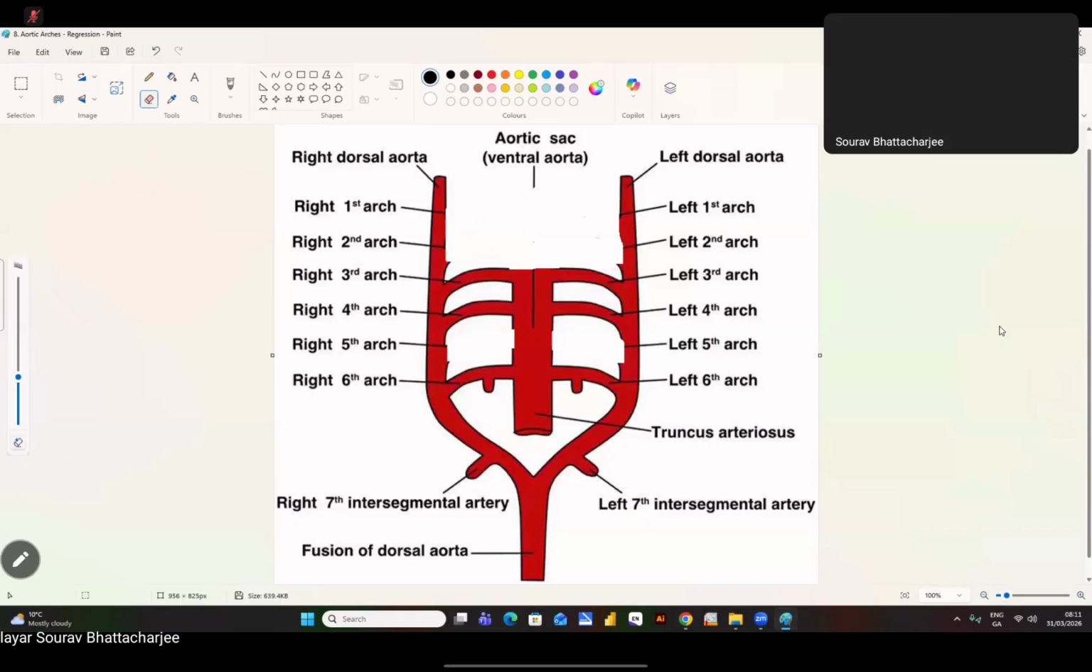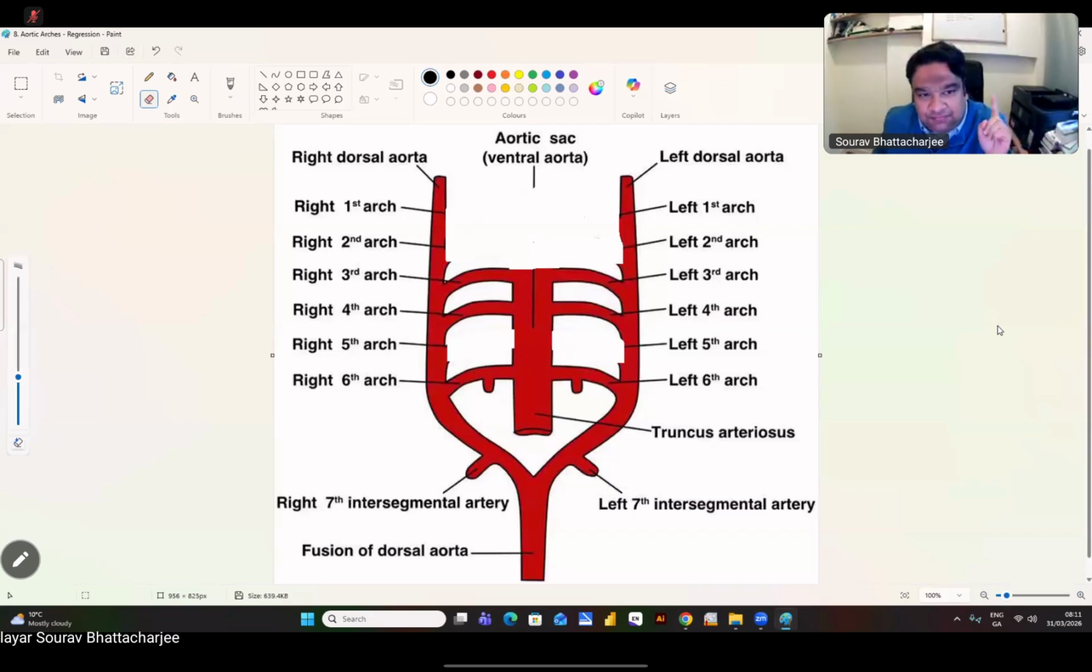So it gets much easier now. The first arch and the second arch are by and large gone. The fifth arch is gone. So the original complex design is now becoming way simpler. Now let's see what happens. If you look carefully over here, with the third arch and fourth arch, there is a connection here and here. That is usually called the caroticus aorticus. What will happen is they will also be deleted here.